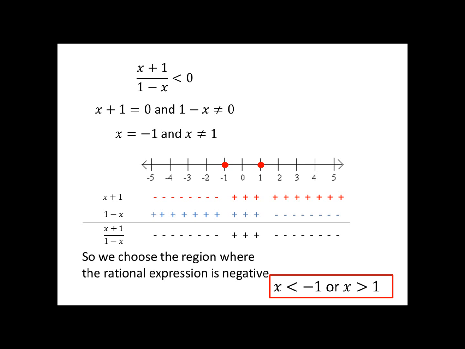So we're interested in where this rational expression is negative, because we're interested in x plus 1 over 1 minus x is less than 0. So that means we're interested in where it's negative. It's negative in the first region and in the third region. So that first region is where x is less than negative 1. The second region we're not interested in. The third region is where x is greater than 1. So that's our solution. x is less than negative 1 or x is greater than 1.